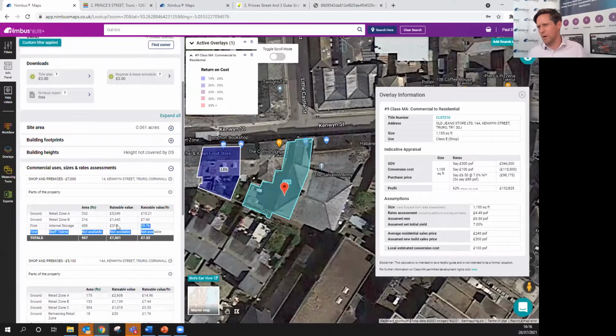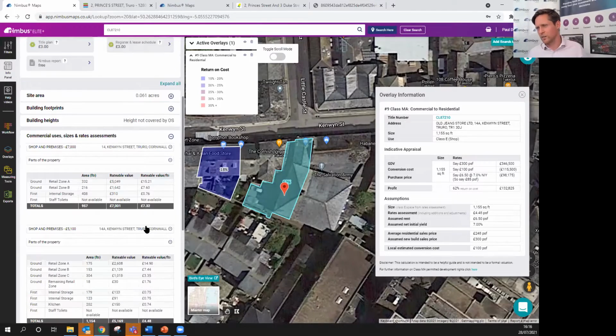So yeah, there's some upper parts there, first floor storage that's very, very low value. And then in the neighbouring ones at 14A, there's a whole chunk at first floor as well. It's 75p a foot. So it's whether you would perhaps retain some of that front part. That's what I was saying a moment ago. The Zone A rents at the front of those buildings are quite high.